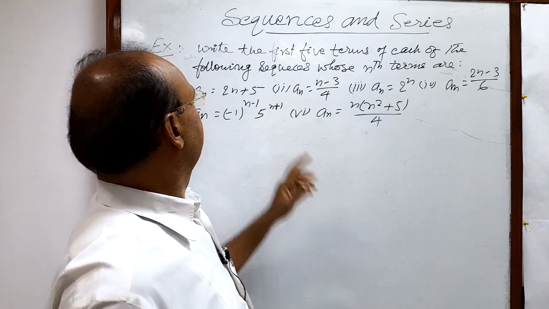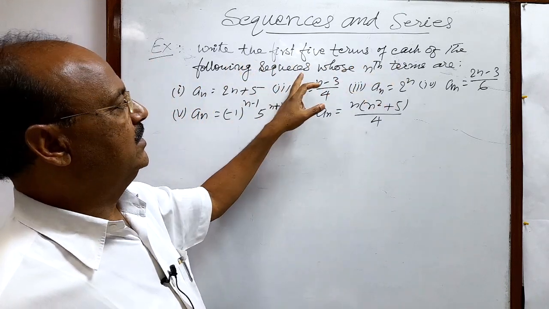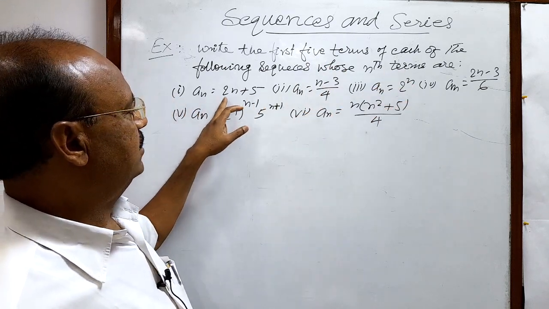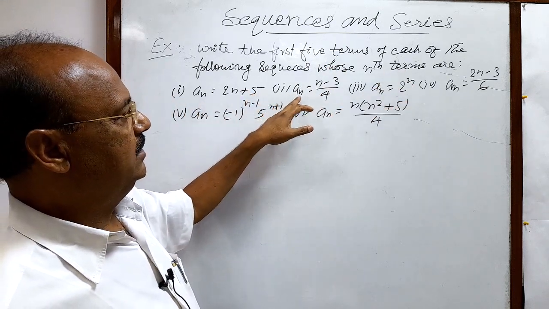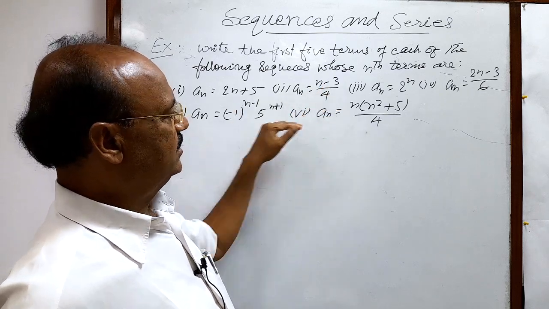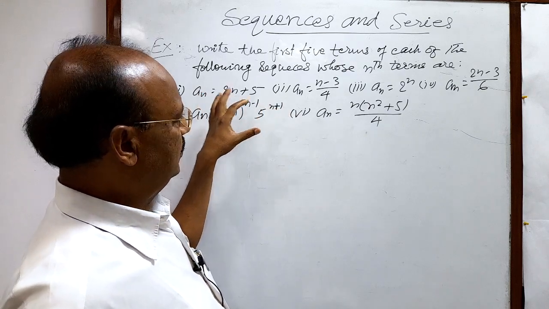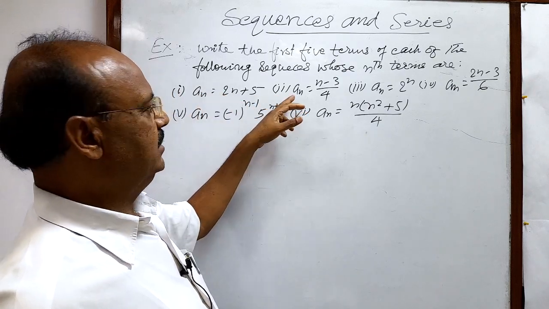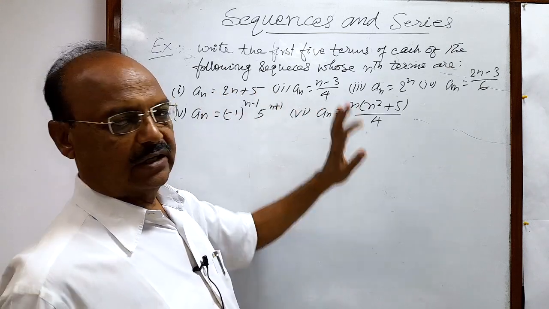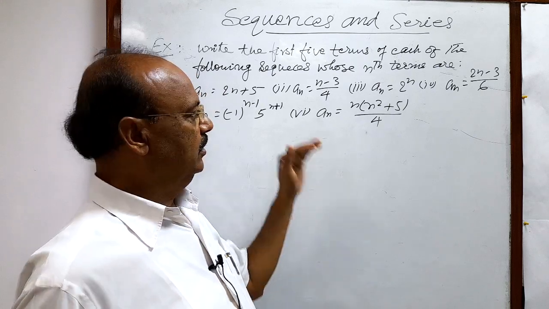Here the question is: write the first 5 terms of each of the following sequences whose nth terms are given. First is an = 2n + 5, second is an = (n - 3)/4, and so on. So there are 6 parts of this question, and the general term an of the sequences is given here. We have to find out the first 5 terms in each case.